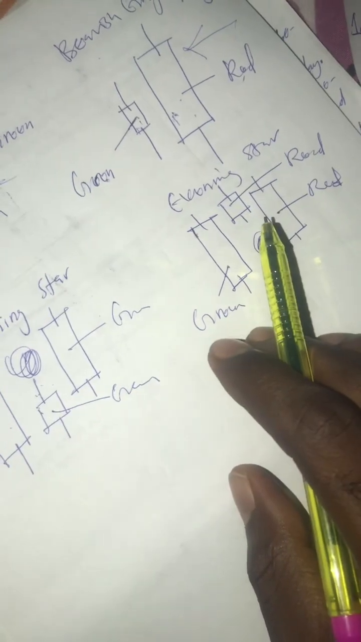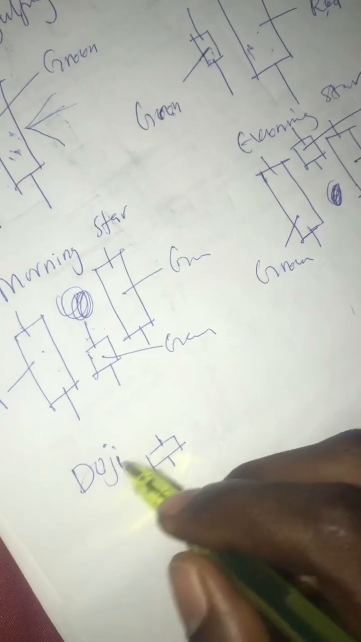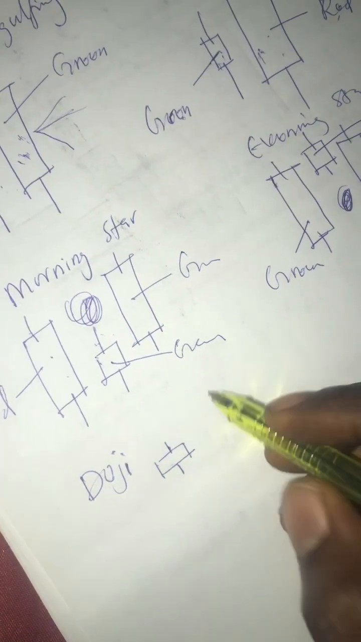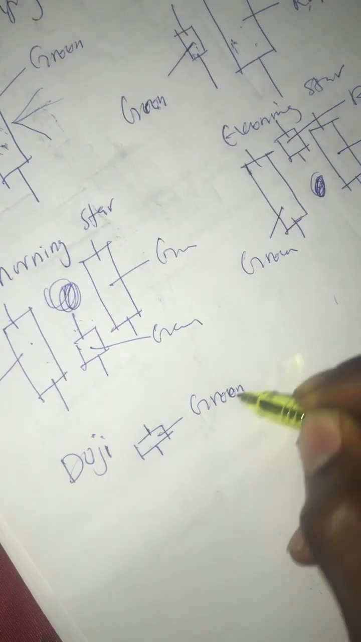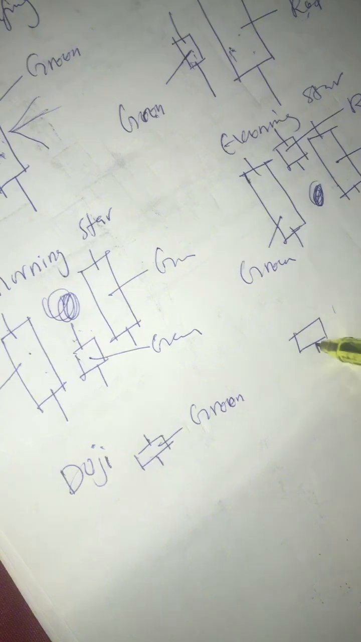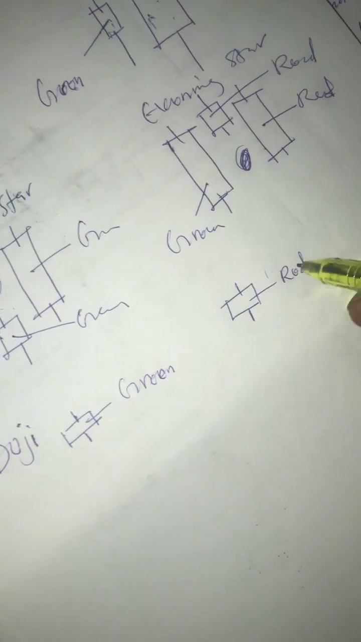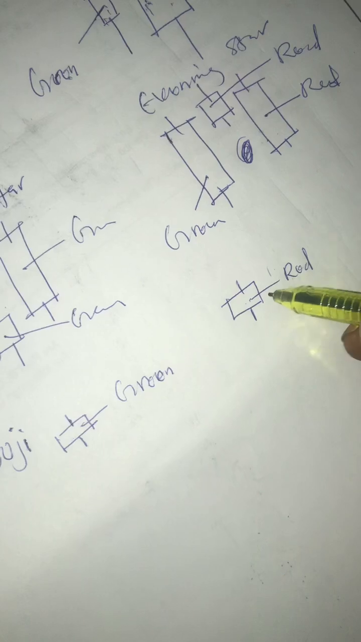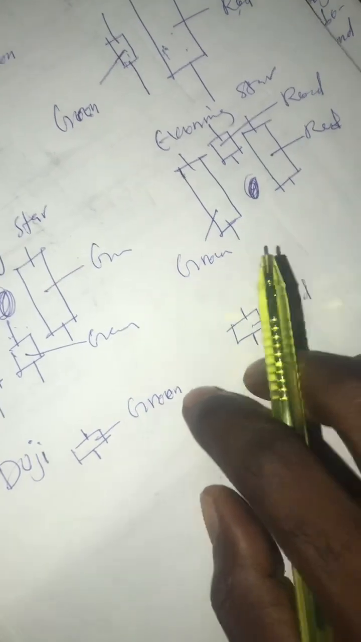All right, so the next one we have is the doji candlestick. Green color is telling you that the market is moving upward, while a red doji is telling you that the market is moving downward. All right, this is doji. Pay attention to it very well.